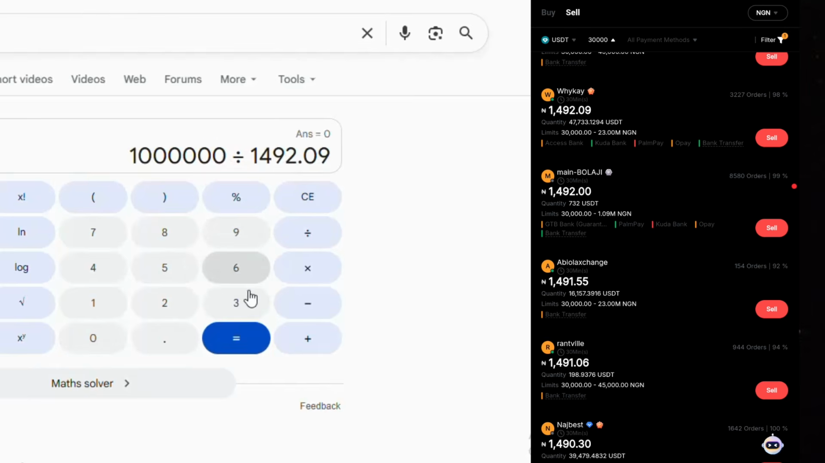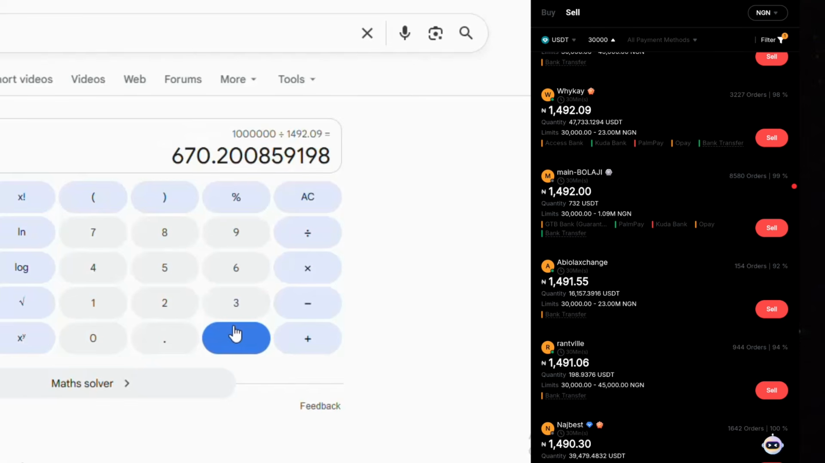1492.09. So this shows that you'll be having 670.2 USDT immediately you have finished buying. People will be buying from you. People will be selling their USDT to you.